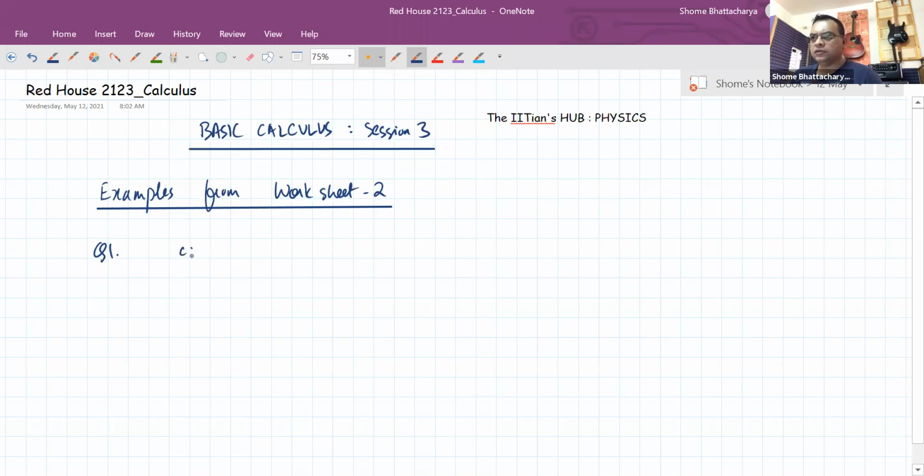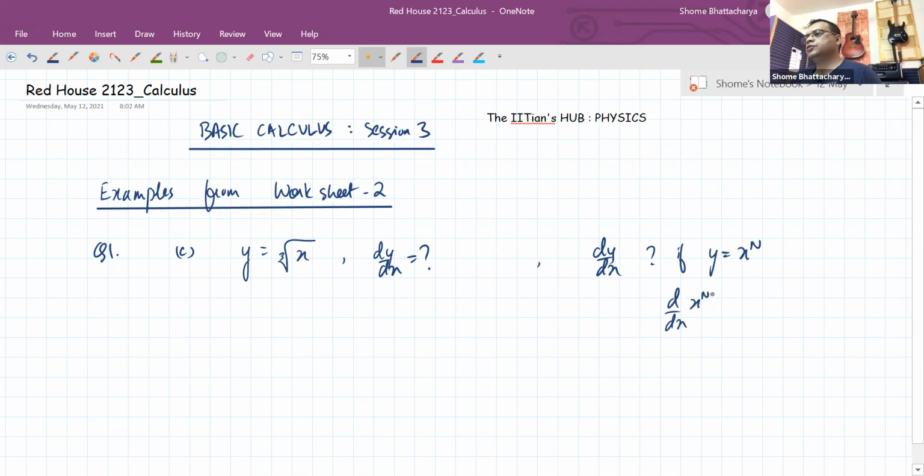part C, y is equal to cube root of x. And I want to calculate dy by dx. So here I will just simply use the formula for differentiation of x to the power n, which we saw in the previous lecture, is given by this. So just apply that formula over here. Okay, this cube root of x implies that x's power is 1 by 3.